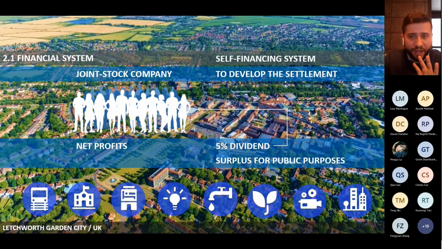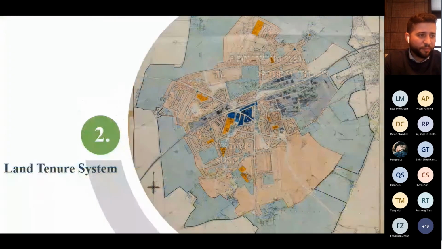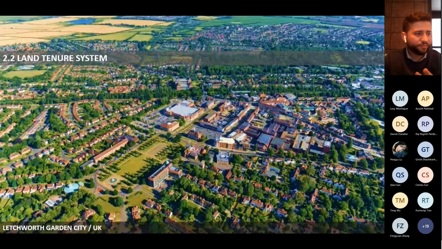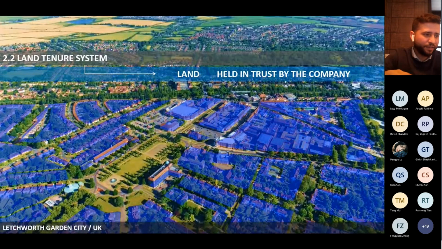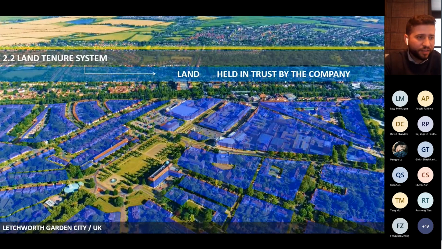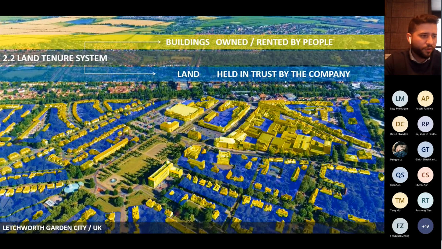expenditure on infrastructure. Regarding its land tenure system, the company decided to establish a dual system in which the land is held or was held in trust by the company, and the buildings were owned or rented by people. In other words, the inhabitants of Letchworth were freeholders or leaseholders of the properties, but they were not allowed to own the land in order to avoid land speculation and secure the affordability of houses.